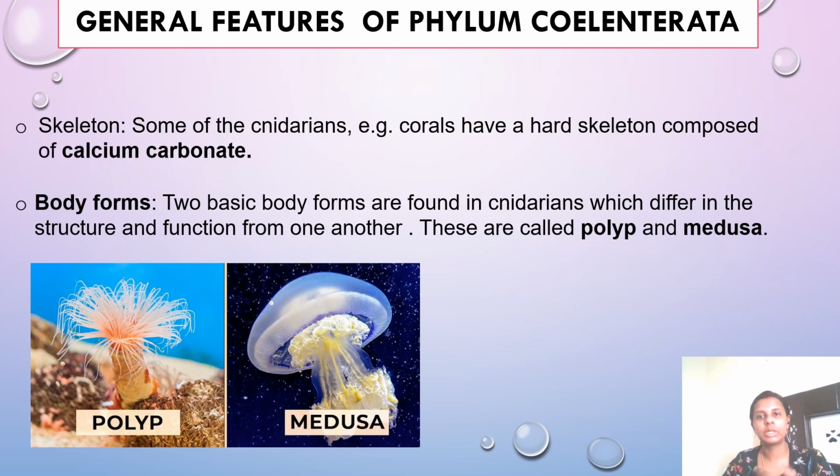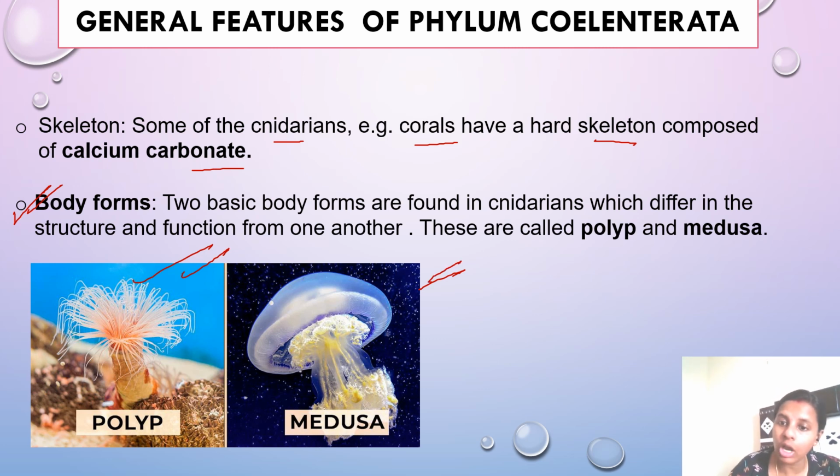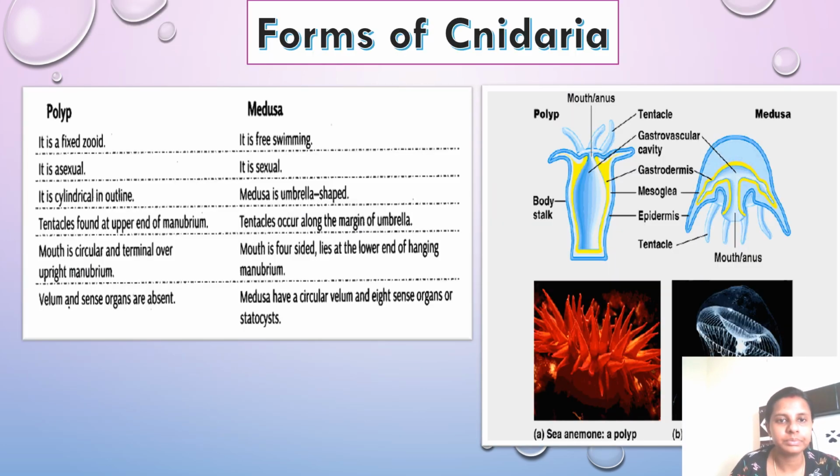Okay, so let's move on to the next general feature of the coelenterate, that is the skeleton of this particular coelenterate. Some of the cnidarians or the coelenterates, for example, corals, have a hard skeleton composed of calcium carbonate, and some don't have a hard skeleton, so they don't have the calcium carbonate. Okay, now the body forms. There are two basic body forms in cnidarians which differ in structure and function from one another. One is polyp, as you can see here, and the other one is medusa, like this. So let's talk about it in detail here.